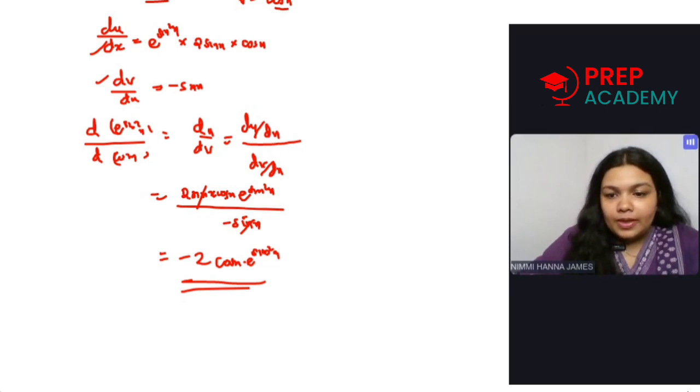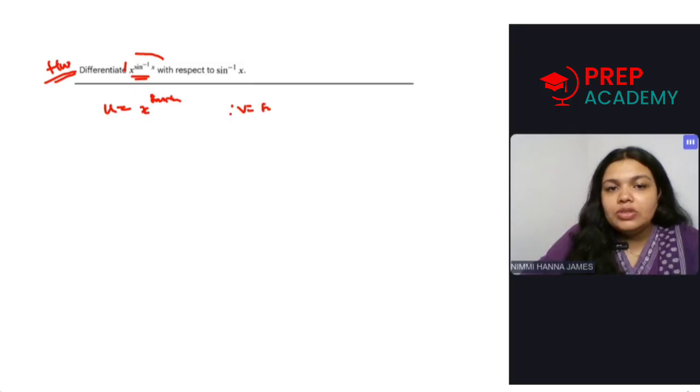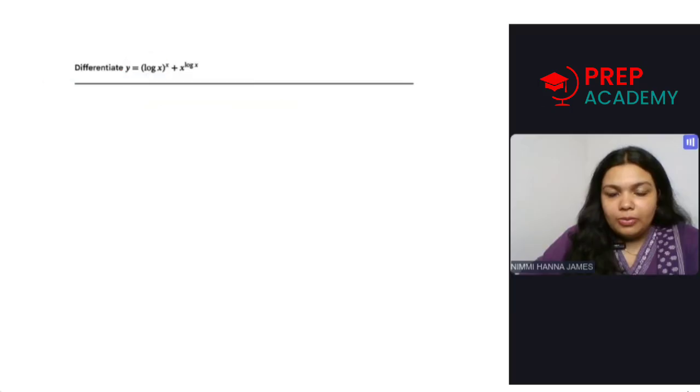This is another question in the same way. You have to try it on your own. Here also you have to differentiate x raised to sine inverse x with respect to sine inverse x. So you have to take u is equal to x raised to sine inverse x and v is equal to sine inverse x. Then find du by dx and dv by dx and find the value of du by dv. Let me know in the comments if you were able to do that.